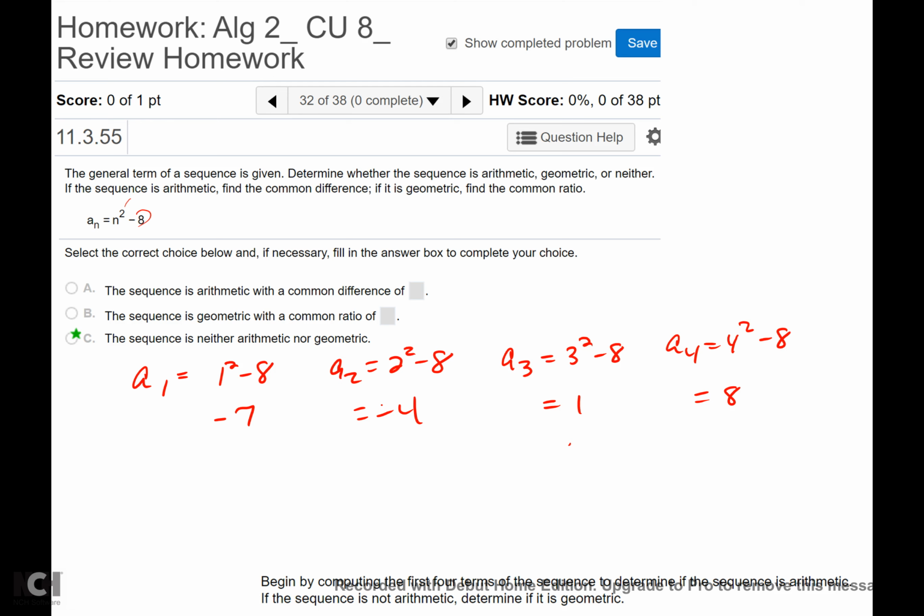Negative 4 divided by negative 7 is 0.571, and so on. 1 divided by negative 4 is negative 0.25. Those are not the same, so it's not geometric, which means it's neither.